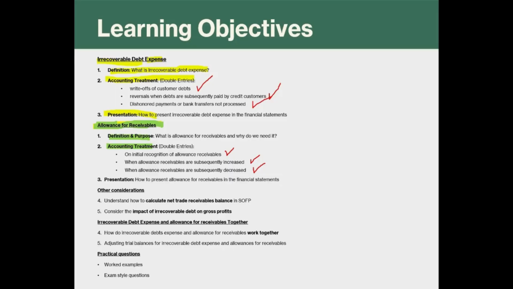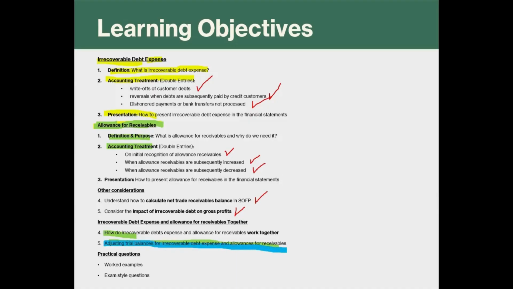both scenarios. We will also cover several other key aspects of Chapter 8: how to calculate the net trade receivables balance and how this is presented in the Statement of Financial Position. The impact of irrecoverable debts on gross profit and overall profitability, so you can see how these adjustments flow through the financial statements. How to adjust trial balances for both irrecoverable debts and allowances, a skill that is commonly tested in the Accounting Fundamentals exam.